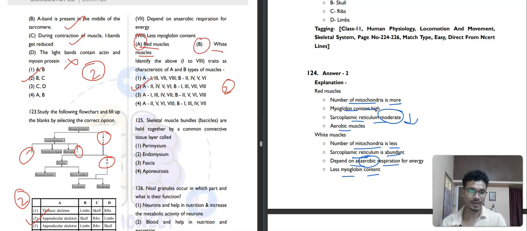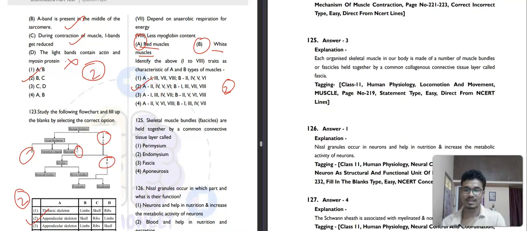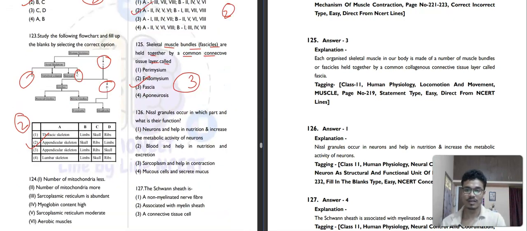Then question number 125. The skeletal muscle bundles, fascicles, are held together by a common connective tissue layer called fascia. Then question number 126. Nissl's granules occur in which part and what is their function? Nissl granules occur in neurons and they help in nutrition and increase the metabolic activity of neurons. So the first option is our correct answer.